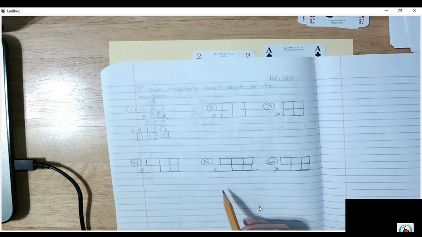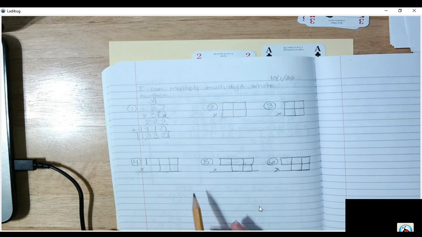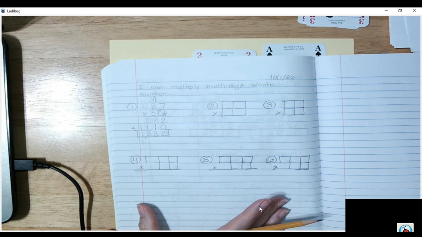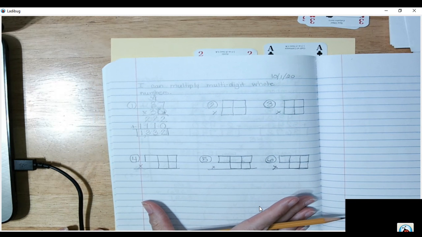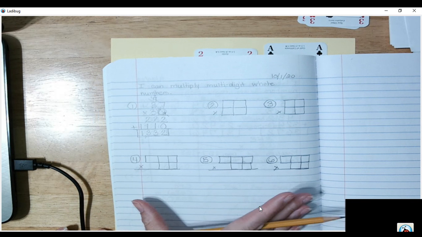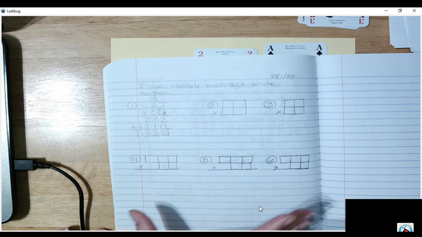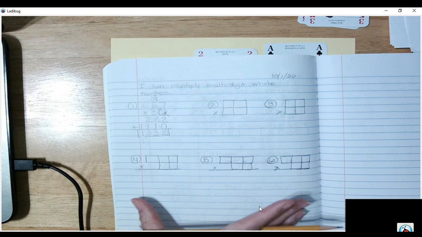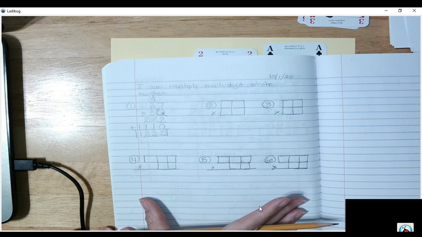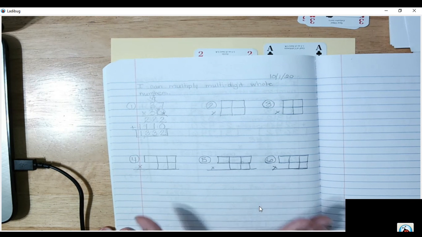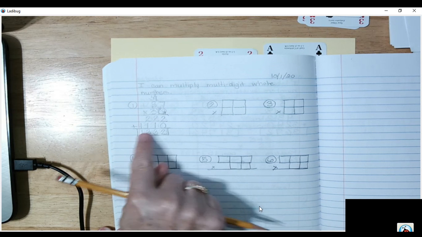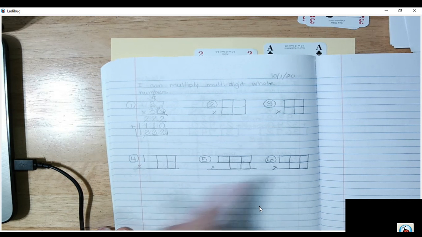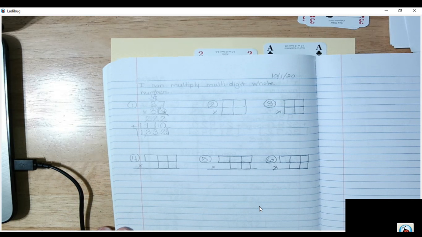When you're finished, you are going to take a picture of your math journal. You take a picture of your math journal, and that is what you are going to submit as your exit ticket. So you're going to go back to the weekly Canvas assignment page and submit the picture of your 6 problems as your exit ticket for today. Have fun.